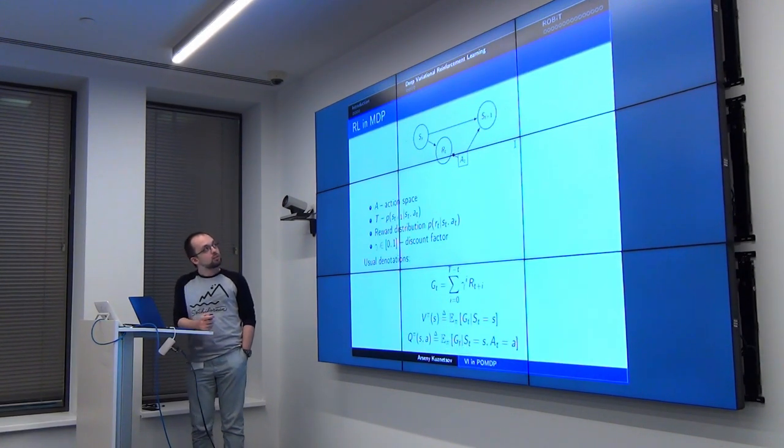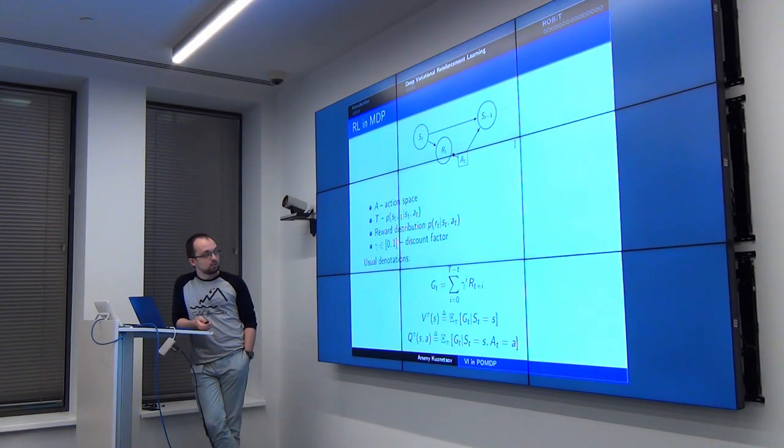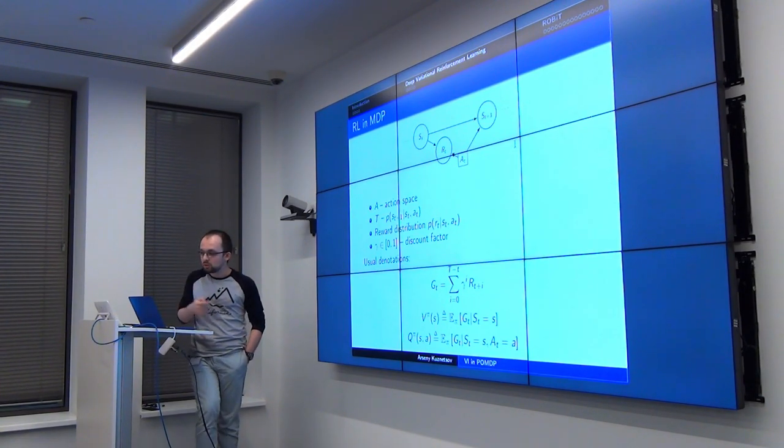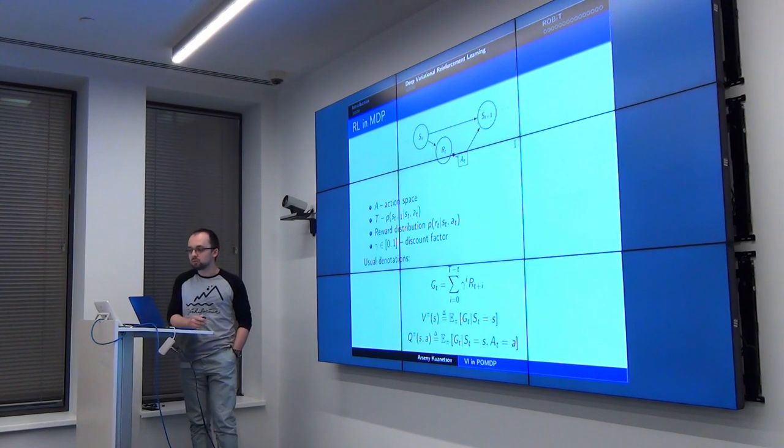At first, let's look at the usual MDP. We have additionally some action space. Our transition now depends on action. We have reward distribution and discount factor that defines our returns basically. Our return, G_t, is a discounted sum of all rewards into the future until the end of the episode.